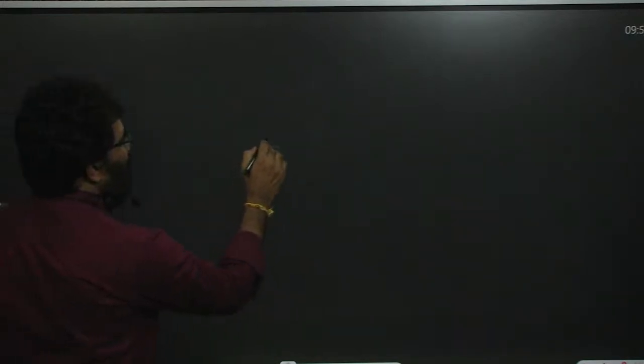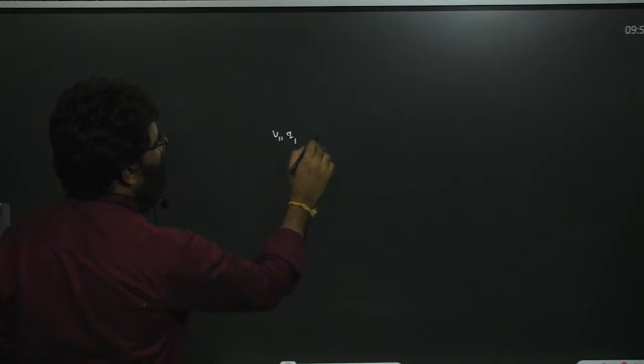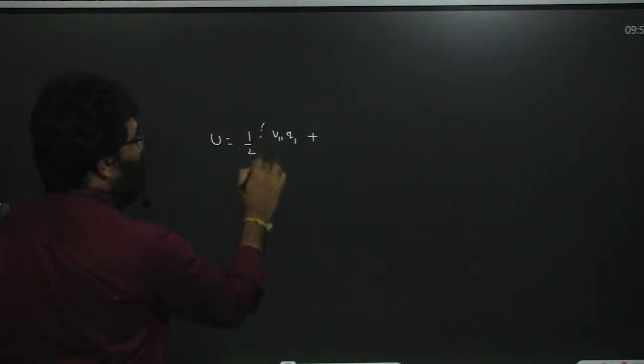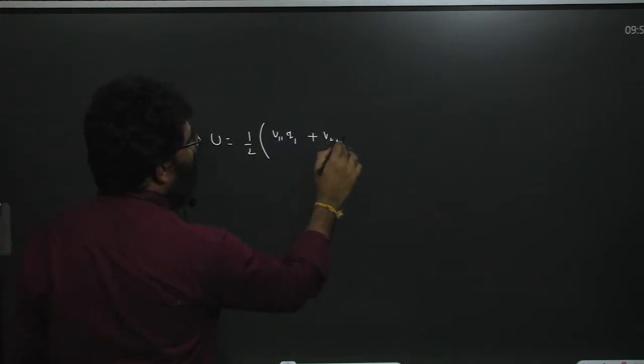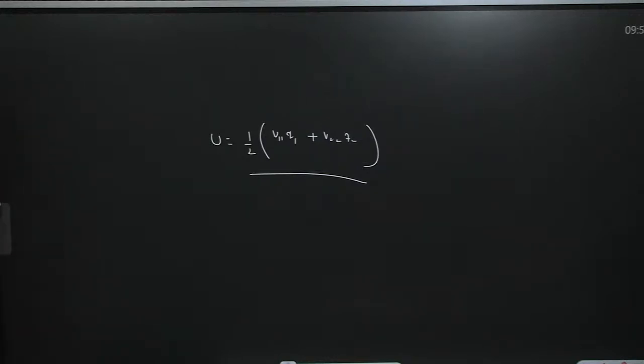So here potential is V1. We are keeping charge Q. So total energy is always defined as 1/2 times V1Q1 + V2Q2 like this. This is the potential energy. General formula is (V1Q1 + V2Q2)/2. So potential at the location of charge Q1 plus potential at the location of charge Q2, divided by 2. This is the total potential energy of the system.